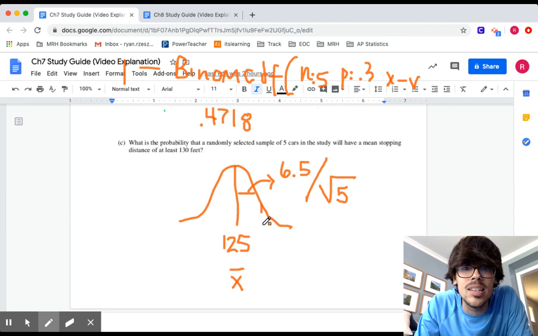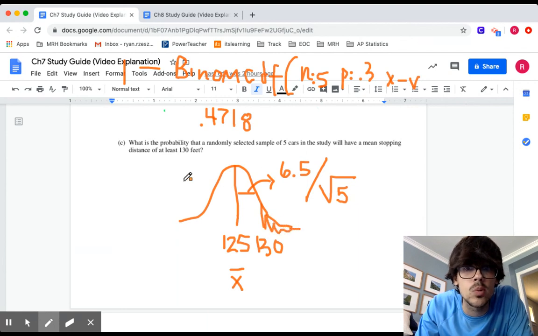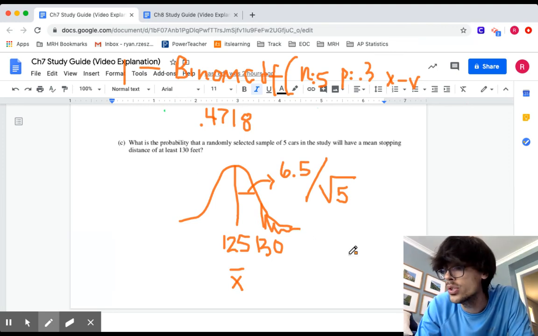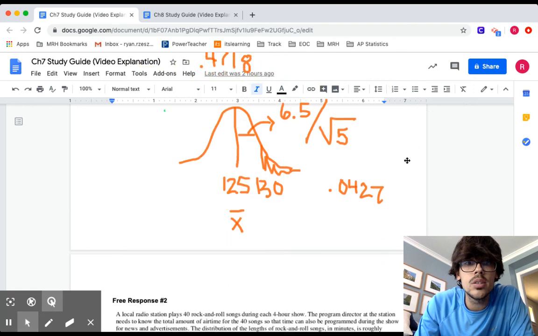They ask about at least 130. So I'd have a 130 over here. After I get that 130, it's going to be everything greater that they're looking for. That's what they ask about in the problem. At least 130 feet. You just do your normal CDF from there. And if you do that, you should get 0.0427. So that is going to be my probability on this one. Let's get to this last problem.